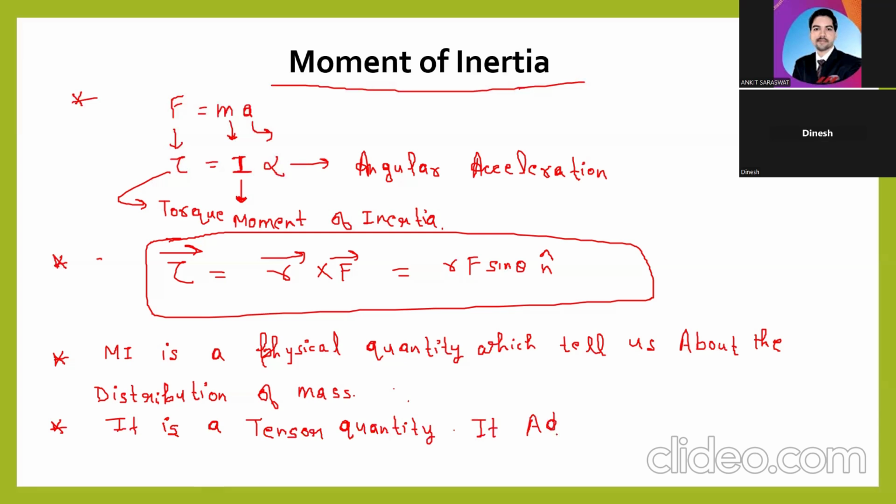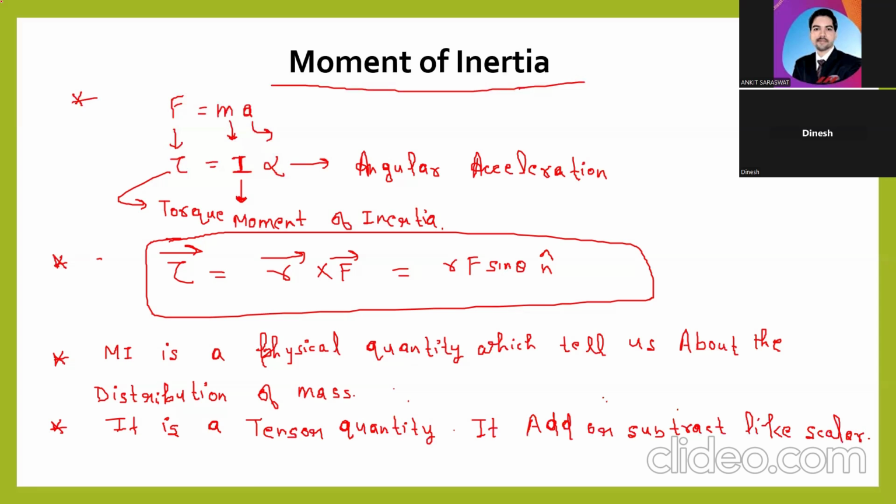Moment of inertia can add or subtract like a scalar if the axis remains the same. If we do not change the axis, then we can add like a scalar. If the axis remains the same, it adds or subtracts like a scalar.